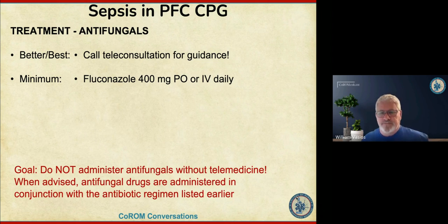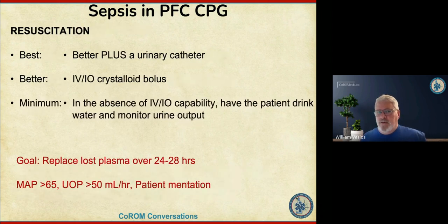You want to go to the next? So when you're resuscitating your patient, the goal is to replace that lost plasma over the next 24 to 48 hours and maintain the perfusion. So you get those 3 plates. You're managing the 3 plates, meaning a MAP above 65, urine output of at least 50 milliliters per hour, or 0.5 to 1 cc per kilogram per hour. And then you want to make sure that your patient is mentating properly.